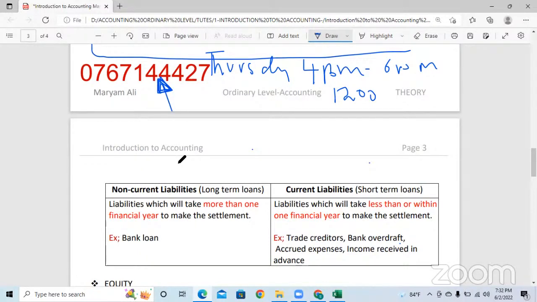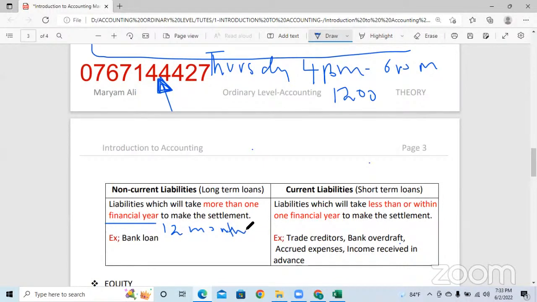Non-current liability, guys, these are liabilities which will take more than one financial year. Financial year is 12 months. It will take more than 12 months to make the settlement. Okay, you cannot settle within 12 months, guys. It might take more than 12 months when you want to settle.